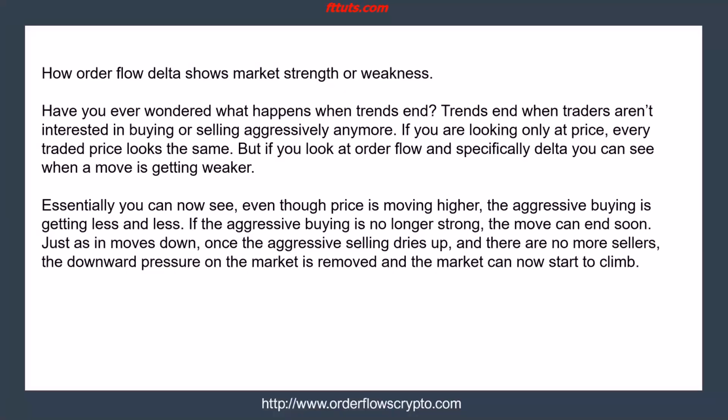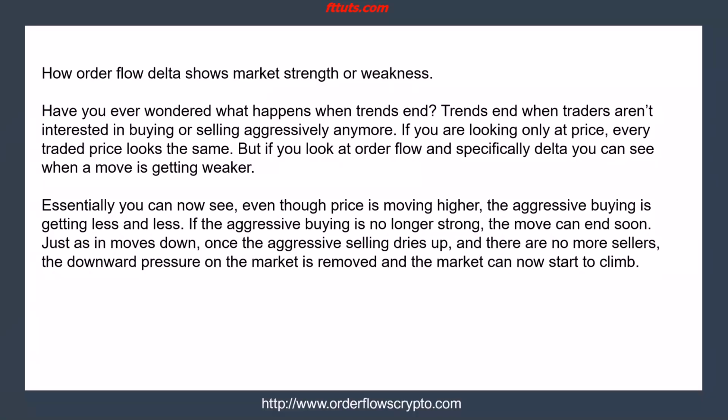If you're just looking at price, you don't know if $100 worth of Bitcoin traded or $10 million worth of Bitcoin traded. You just see, well, it traded that price, because you're looking at traded price. Well, it traded this price, traded that price. Again, you don't know the intensity behind the volume that traded. But if you look at order flow and specifically delta, you can see when a move is getting weaker or even when it's getting stronger. Essentially, you can now see, even though price is moving higher, the aggressive buying is getting less and less. And imagine, if the aggressive buying is getting less and less, what do you think is going to happen? The move is going to end soon, just as it moves down.